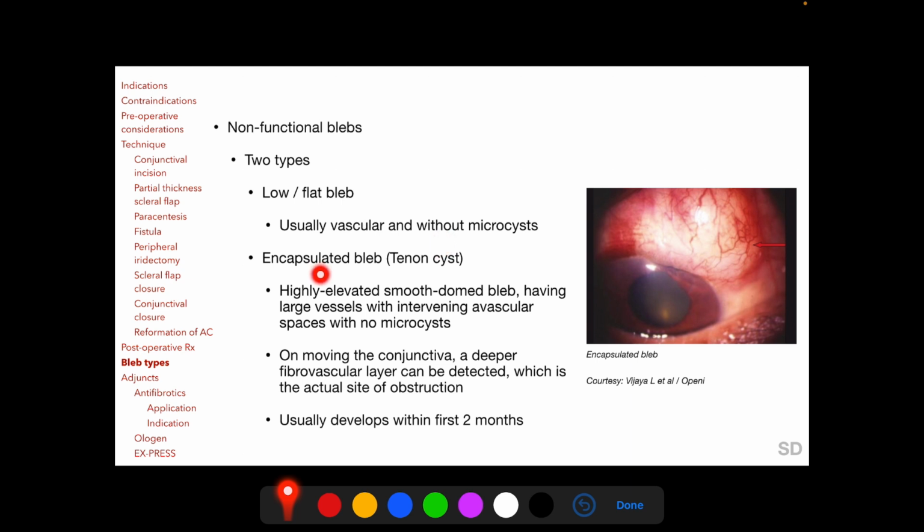An encapsulated bleb, also known as Tenon cyst, is a highly elevated smooth dome-shaped bleb as seen here in this photograph, having large vessels in the conjunctiva overlying the bleb with intervening avascular spaces and with no microcysts in the conjunctival epithelium. On moving the conjunctiva over a Tenon cyst, a deeper fibrovascular layer can be detected underlying the conjunctiva, and this fibrovascular layer is the actual site of obstruction to aqueous outflow. A Tenon cyst usually develops within the first 2 months following surgery.